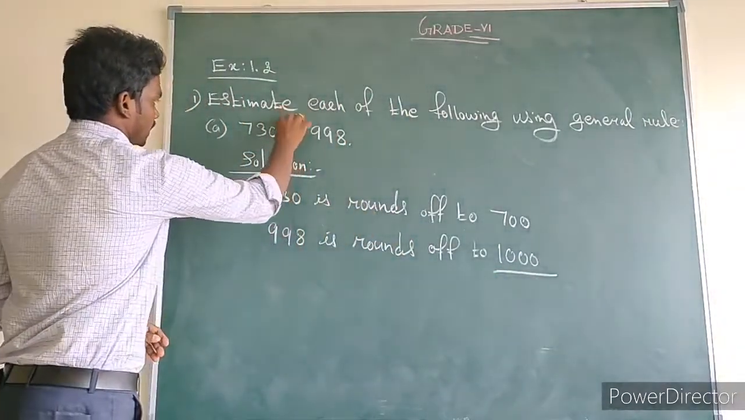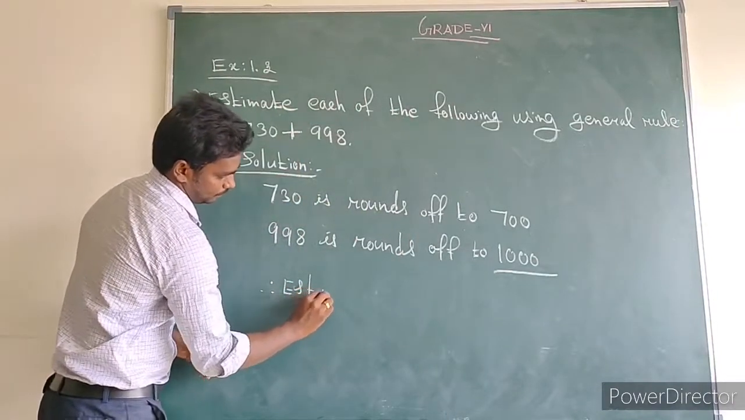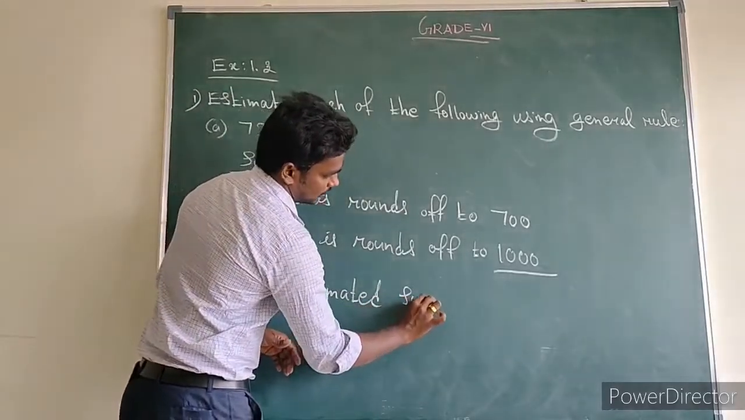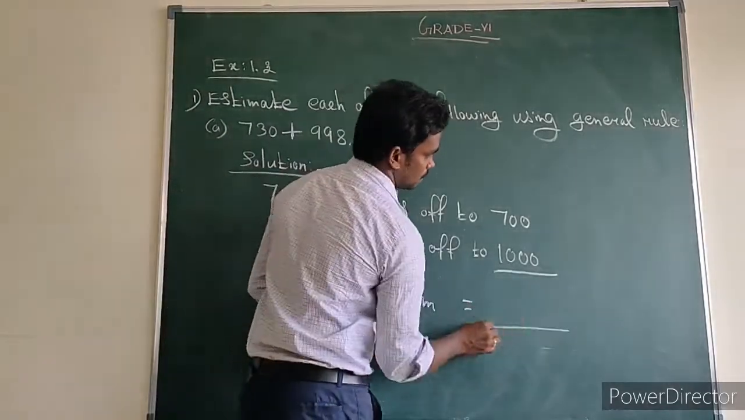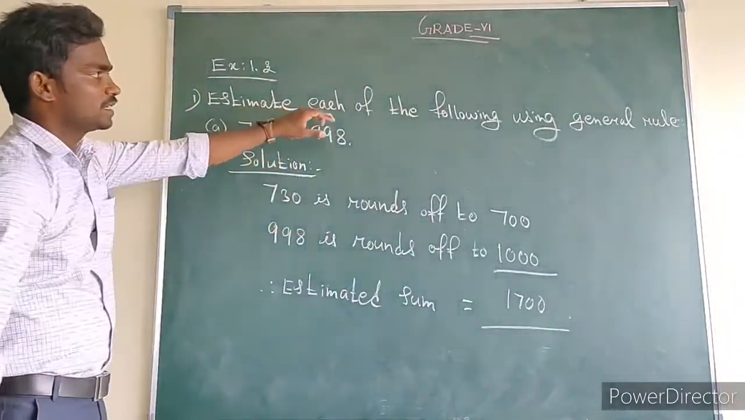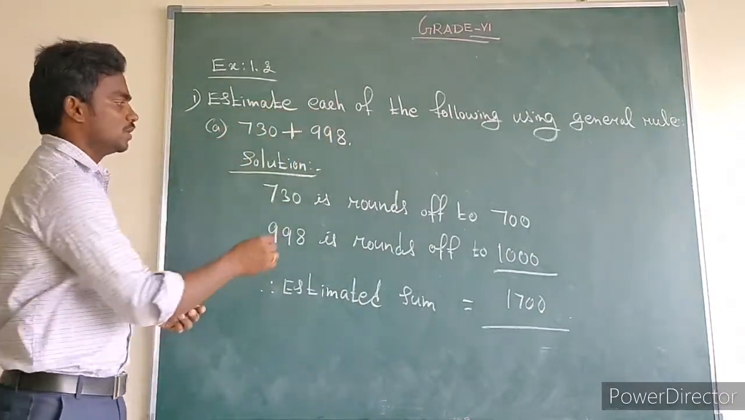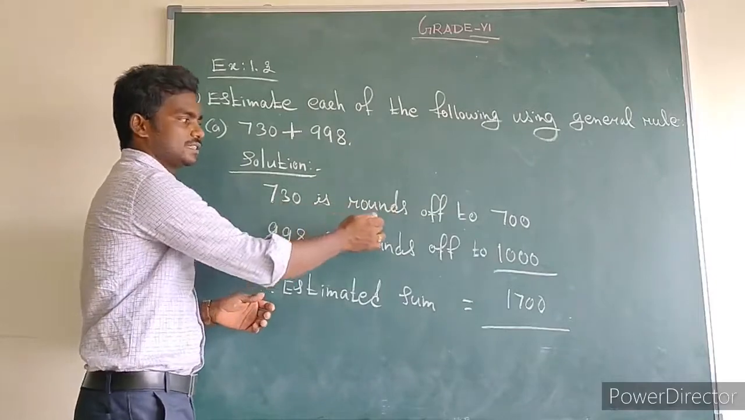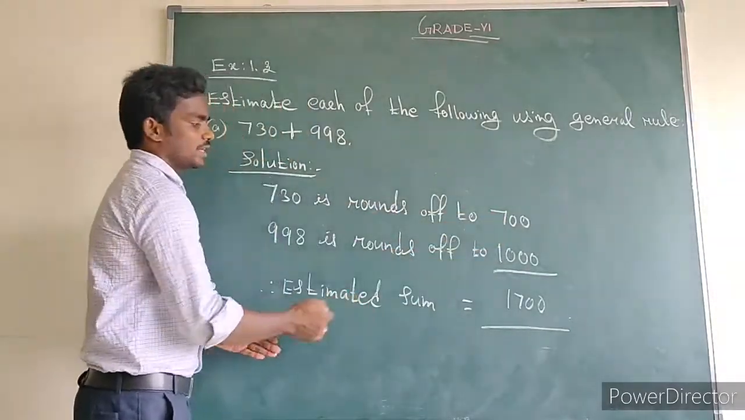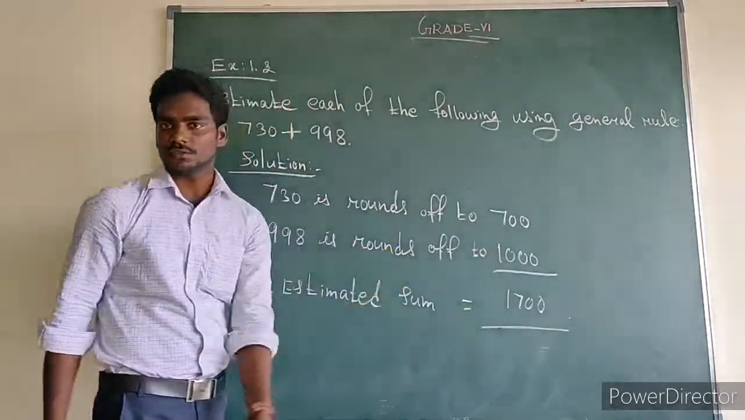So we want to find the addition. Therefore, the estimated sum is equal to 1700. We estimate using the general rule: here 730 plus 998 is given. We want to find the nearest value. 730 rounds up to 700 and 998 rounds up to 1000. Therefore, the estimated sum is 700 plus 1000, 1700.